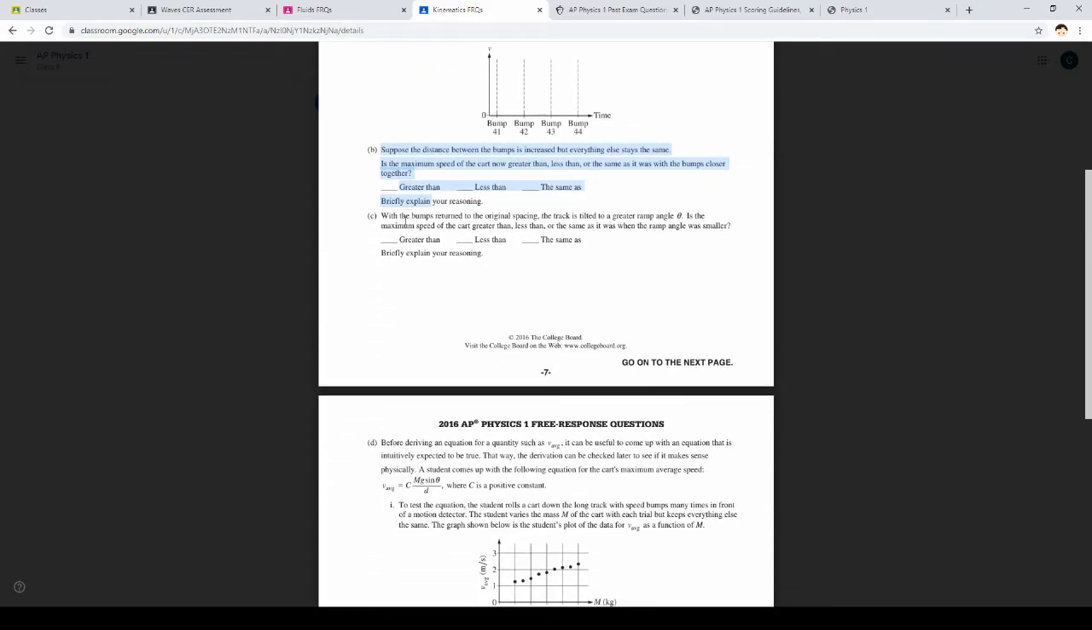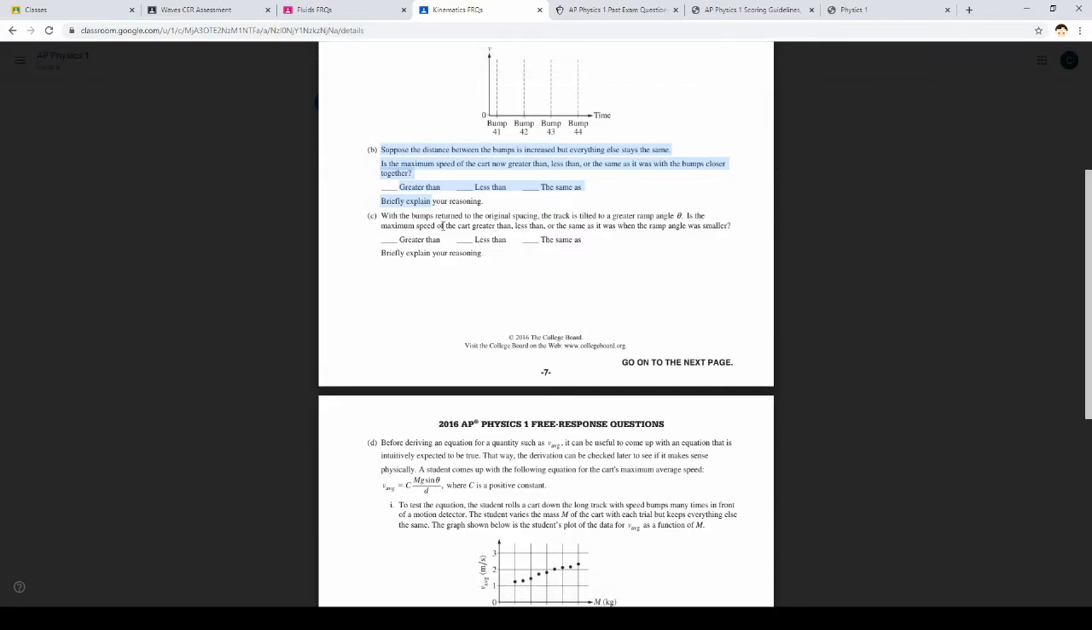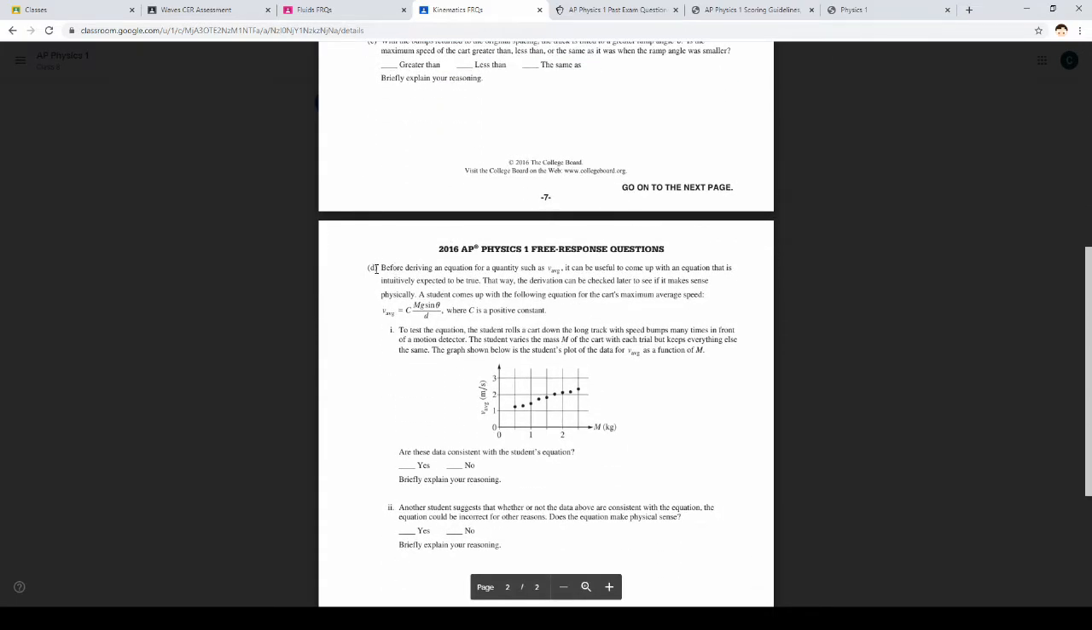Part C, with the bumps returned to the original spacing, the track is tilted to a greater ramp angle theta. Is the maximum speed of the cart greater than, less than, or the same as when the ramp angle was smaller? Part D, before deriving an equation for a quantity such as v average, it can be useful to come up with an equation that is intuitively expected to be true. That way, the derivation can be checked later to see if it makes sense physically. A student comes up with the following equation for the cart's maximum average speed: v average equals c times the force of gravity times sine theta divided by d, where c is a positive constant.